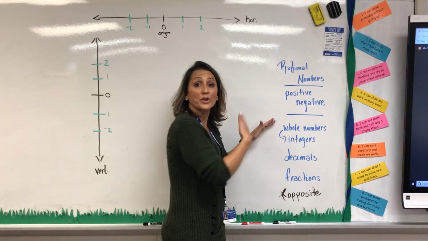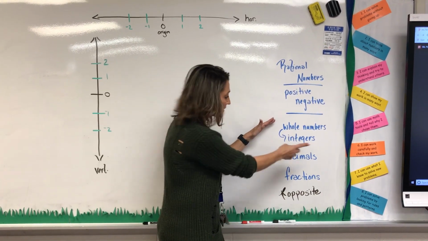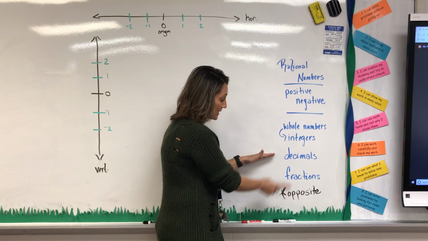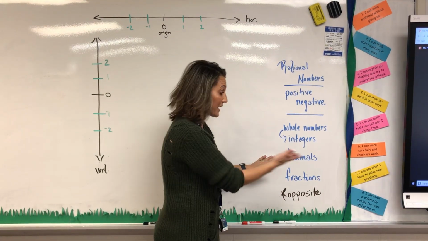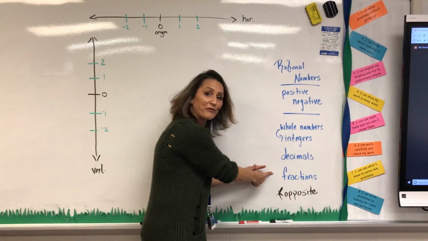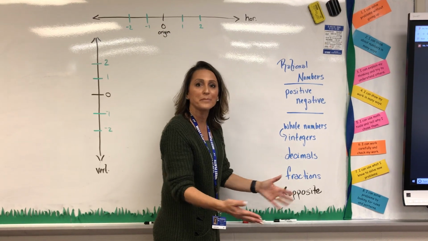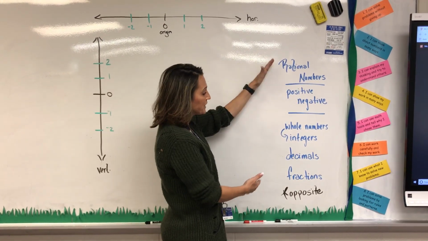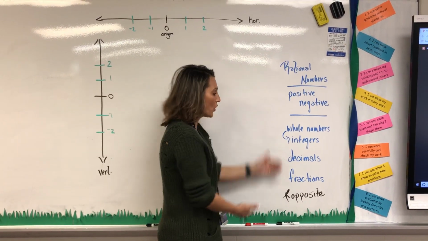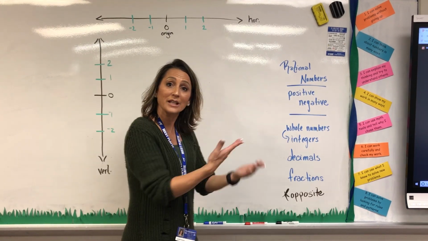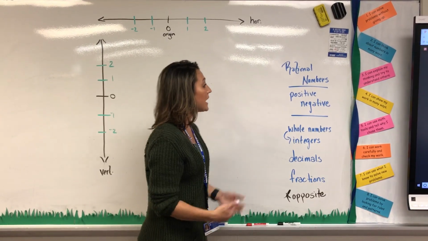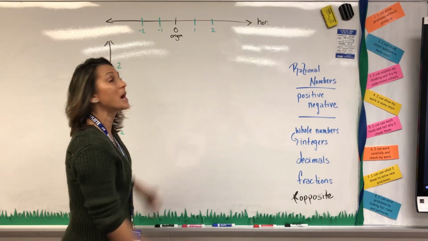Whole numbers, which now, since they can be positive and negative, we're going to call integers. Decimals, which they've already been using, but now we're going to make them positive and negative. And fractions, which they've already been using, but now positive and negative. This is a family of rational numbers: whole numbers, decimals, and fractions, but now they're positive and negatives. And we're going to talk about those in the sense of a number line.